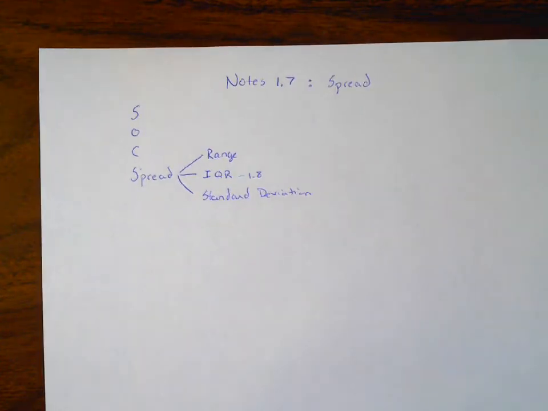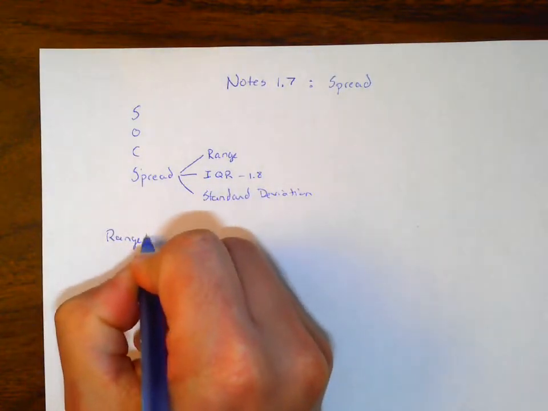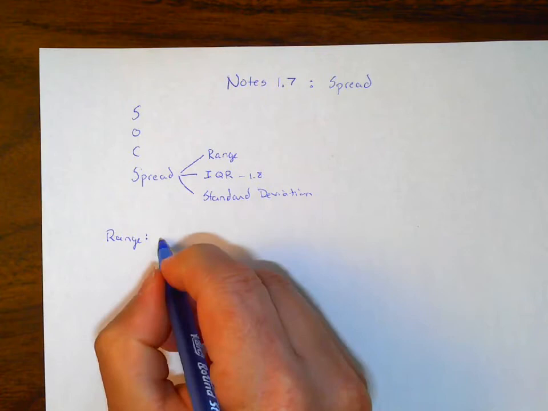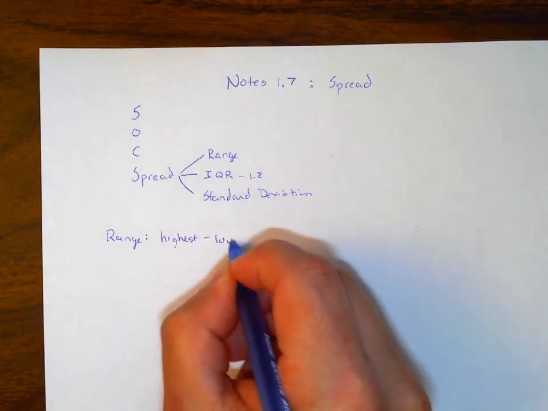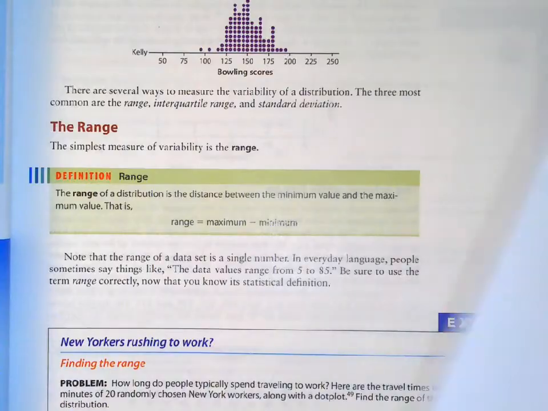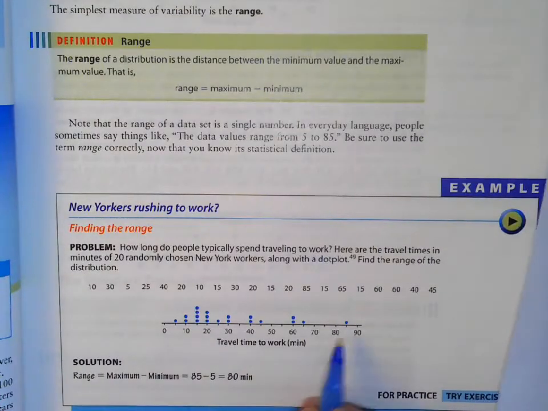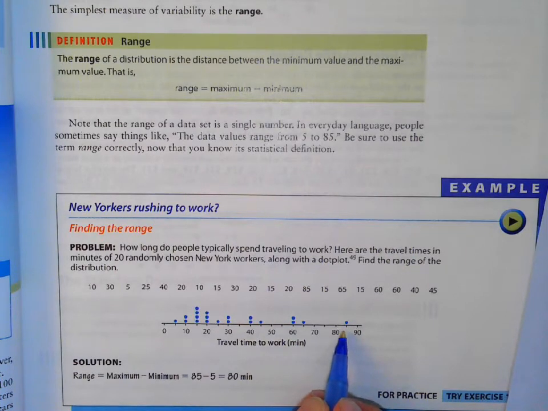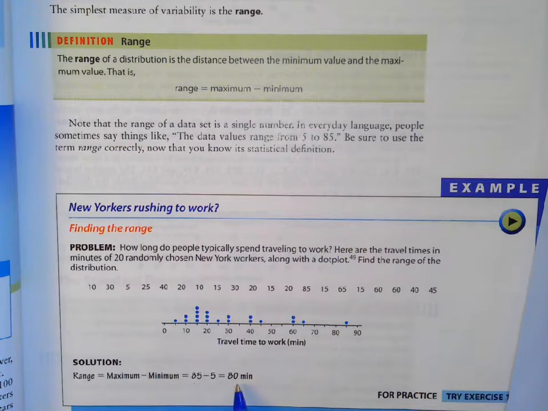Okay, range. The definition of range, which you did in middle school in Algebra 1, is your highest number minus your lowest number, and that gives you your range. Okay, so if you go to an example here, in this number here, our highest number is an 85. My lowest number is a 5. So 85 minus 5 gives you 80 as the range.